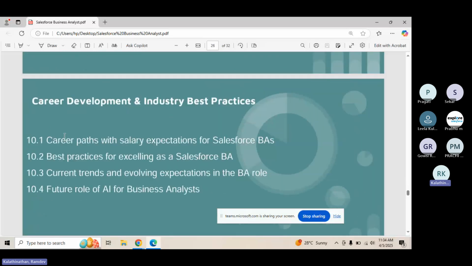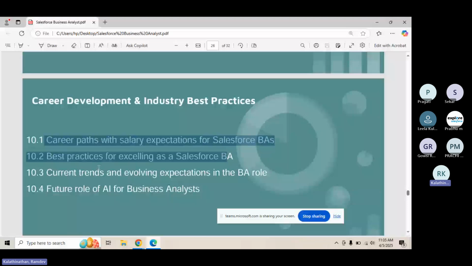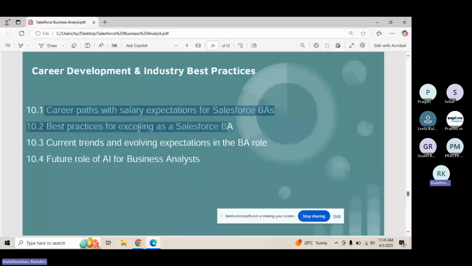And then we will end up with career paths, like we can do some kind of personalized action plans and stuff. And then we'll also tell you the best practices for excelling as a Salesforce BA, and current trends and the future role of AI. I've spoken a little bit of this in today's presentation from my actual training plan. So we'll speak about all this in detail.